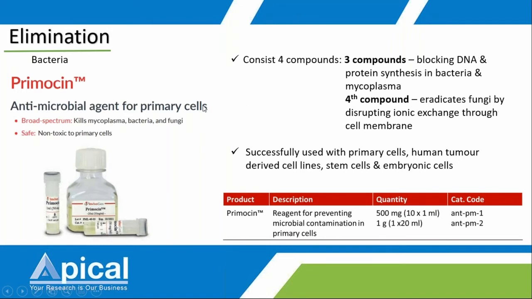So you can even use Primocin on its own, all right, to prevent your cell culture from getting infected by mycoplasma, bacteria or fungus. Now, you can use Primocin with your primary cells or any human tumor-derived cell lines, stem cells, or also embryonic cells. So we have publications always. You can go to this particular web page and see publications on Primocin as well. All right. We also have 2 kinds of packaging, 500 mg as well as 1 gram.